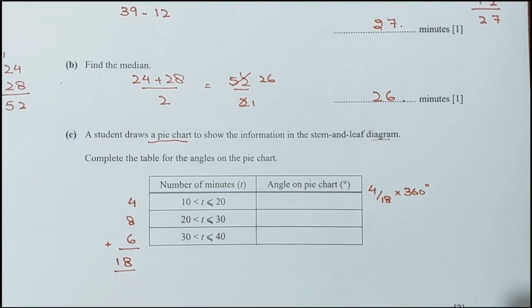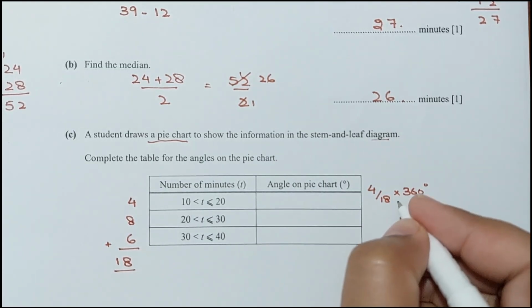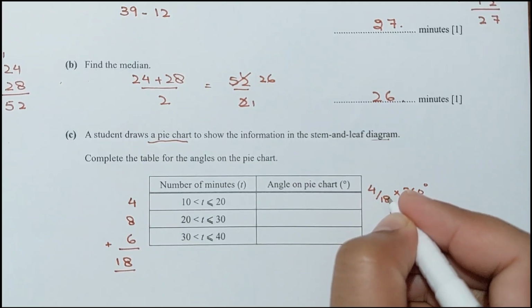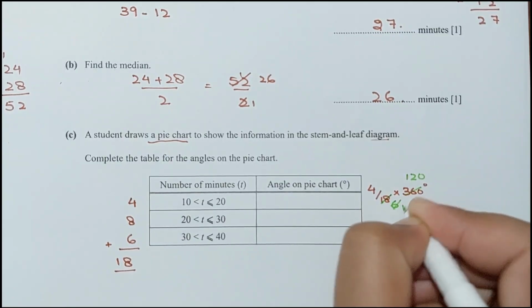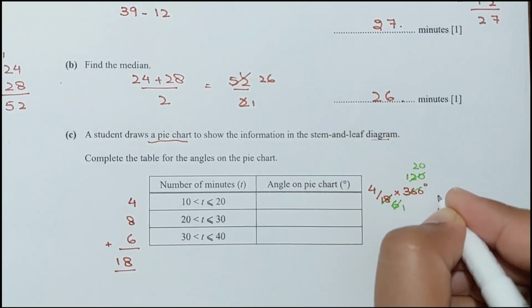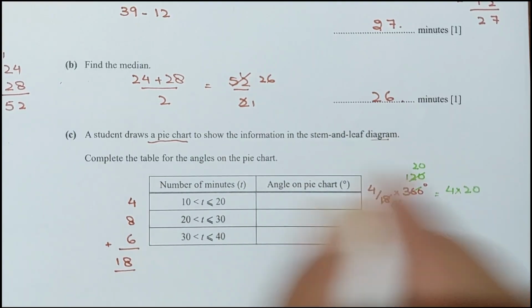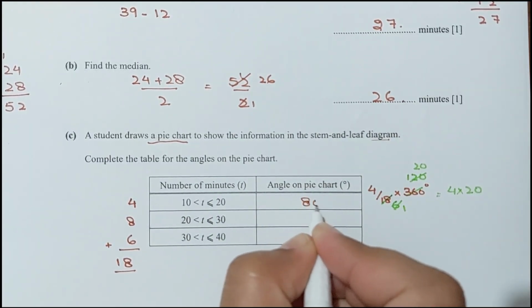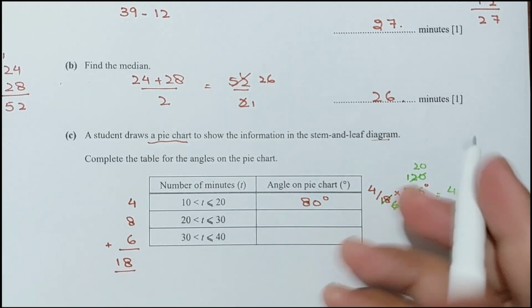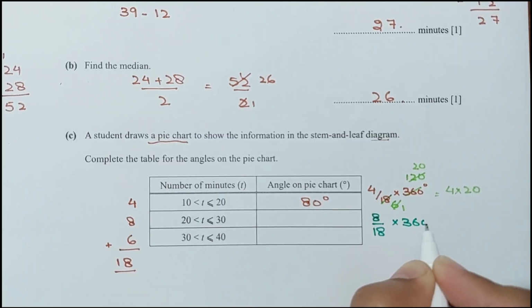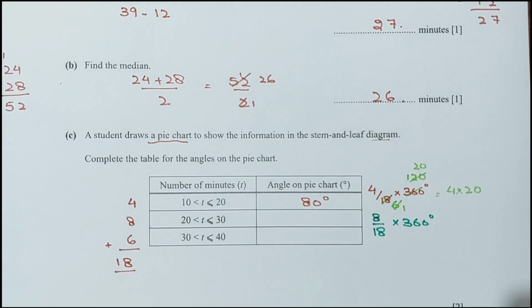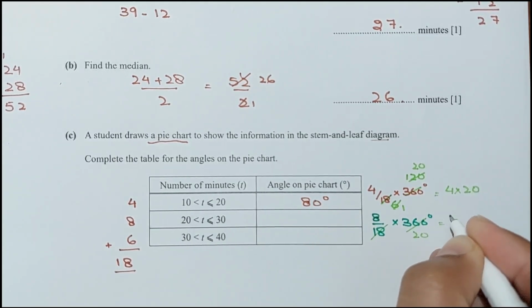Now let me cancel 360 with 18. Let's start with the 3 times table. 3 times 6 is 18, and 3 times 6 is 18, 6 times 2 is 12 and 0. So we have 20, and 4 times 20 is 80 degrees. Let's do the next one. The next frequency is 8, divided by the total 18 and multiplied by 360 degrees. The same thing: when you cancel this out, we have 20, and we have 8 times 20.